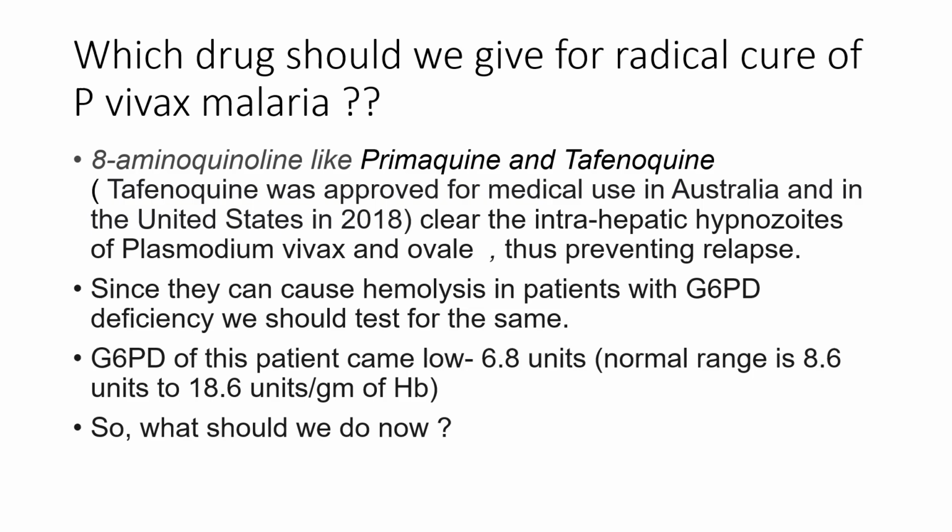So, which drug should we give for radical cure of P. vivax malaria? 8-aminoquinolines like primaquine and dafenoquine clear the intrahepatic hypnozoites of Plasmodium vivax and ovale and thus prevent the relapse. Since they can cause hemolysis in patients with G6PD deficiency, we should test for the same. Now, G6PD of this patient came low, 6.8 units, which was less than the normal. So, what should we do now?